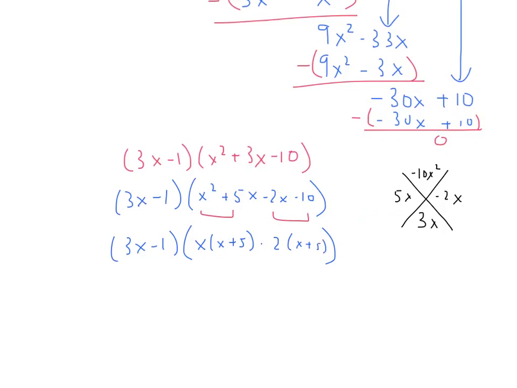So we end up with 3x minus 1 times x minus 2 times x plus 5. Now we have this completely factored. Here's our answer.